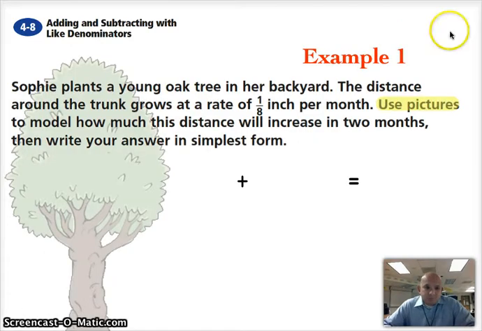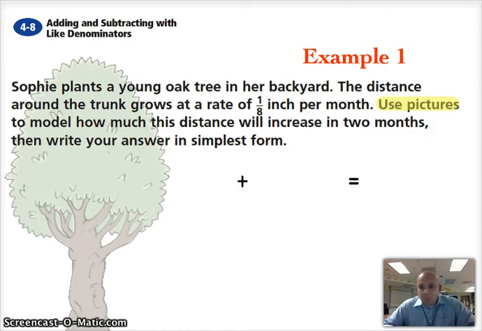Go ahead and peel off into the first example. First example is a word problem. It says, Sophie plants a young oak tree in her backyard. The distance around the trunk grows at a rate of 1/8 inch per month. Use pictures to model how this distance will increase in 2 months. Then write your answer in simplest form.